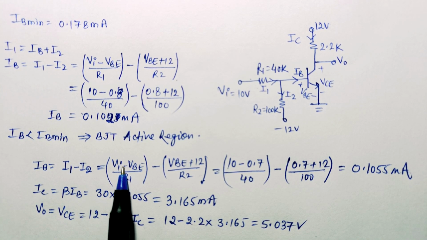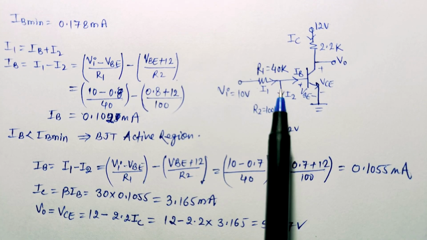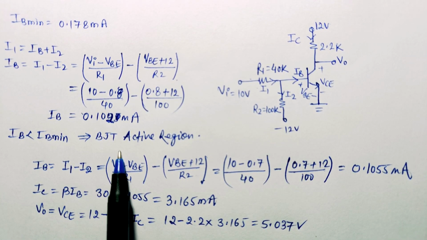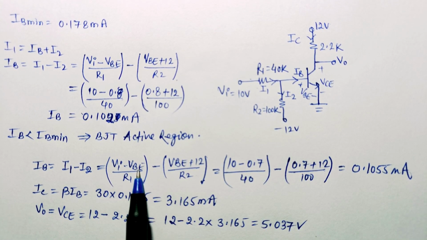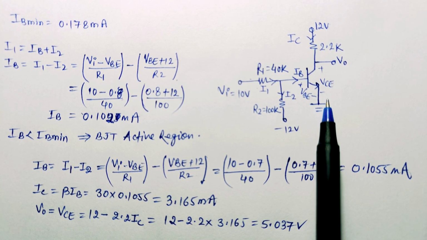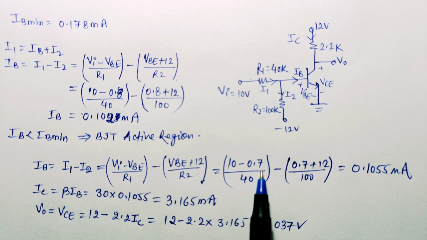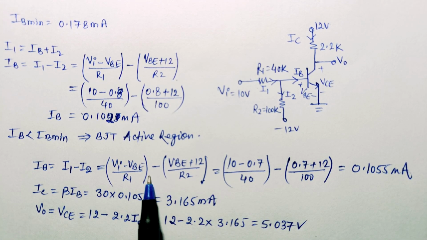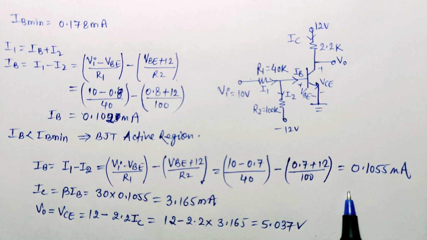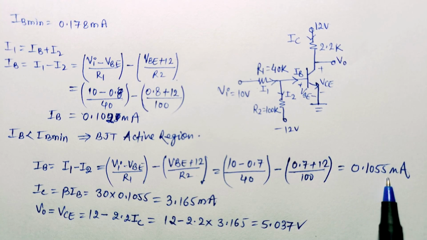We have put the values in these equations. We can calculate it from the circuit. Now we have assumed that the BJT is in active region. Base to emitter voltage will be equal to 0.7 volt for a silicon transistor if it is an NPN transistor. So VB voltage will be 0.7 volt here, and all the values will be the same as here. So IB value will be equal to 0.10555 milliampere.